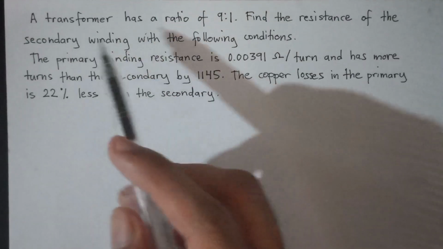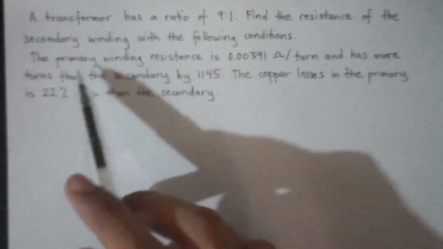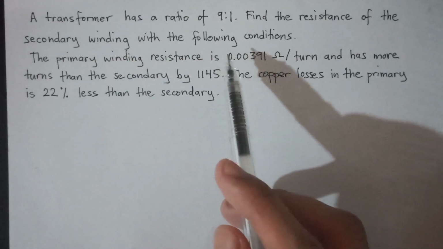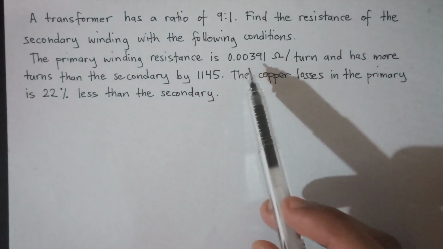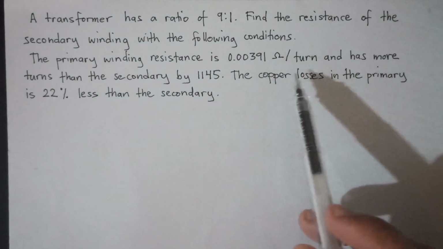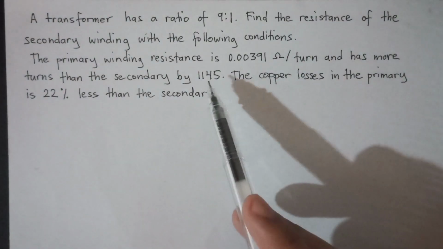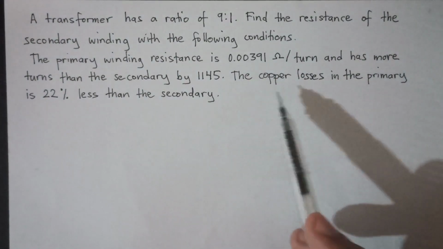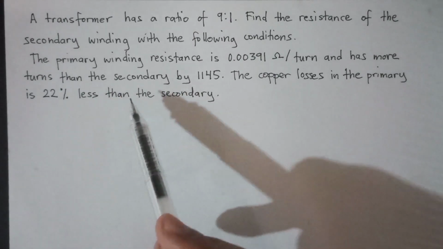A transformer has a ratio of 9:1. Find the resistance of the secondary winding with the following conditions. The primary winding resistance is 0.00391 ohm per turn and has more turns than the secondary by 1145. The copper losses in the primary is 22% less than the secondary.